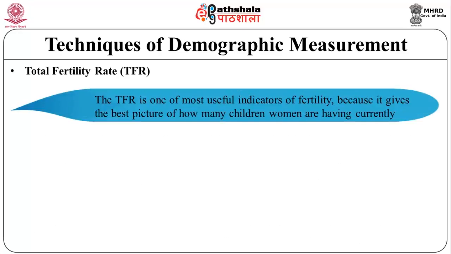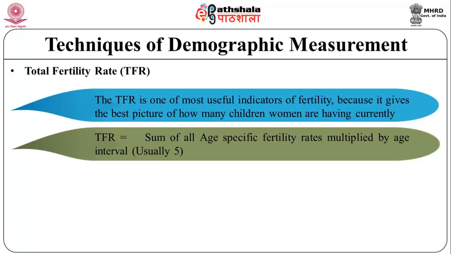The TFR is one of the most useful indicators of fertility because it gives the best picture of how many children women are having currently. Now the formula for TFR, as you can see, is given there. You can go through this formula, note it down and take some data and kindly practice on that so that you will be able to know the difference between different rates.